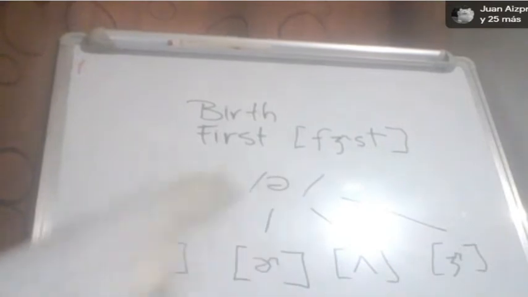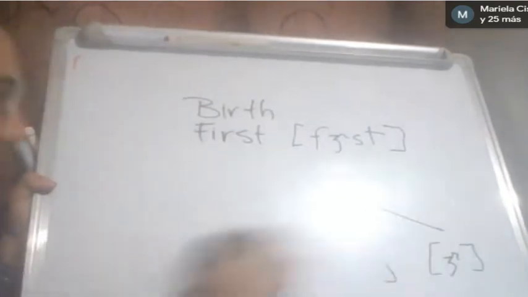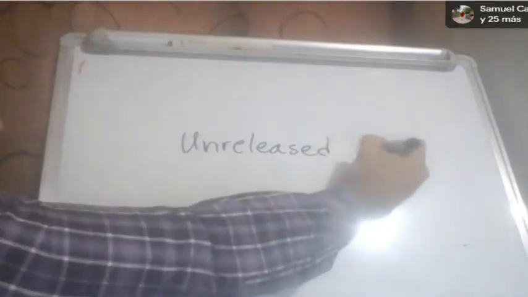Let me see. I think I am almost done. Okay. Yes. The last, I'll say the last rule because the other one is also not so important. Let's talk about the not important first, which is unreleased. Unreleased, well, it's like unreleased stop.